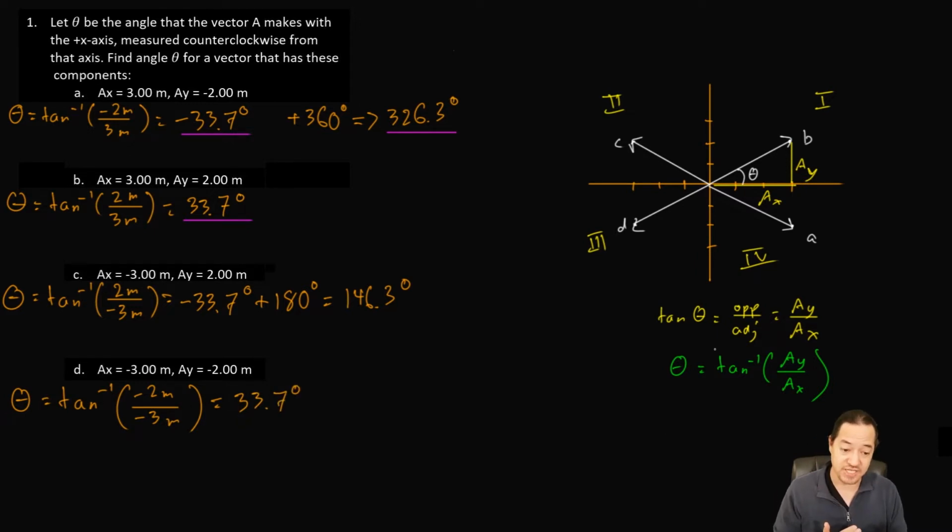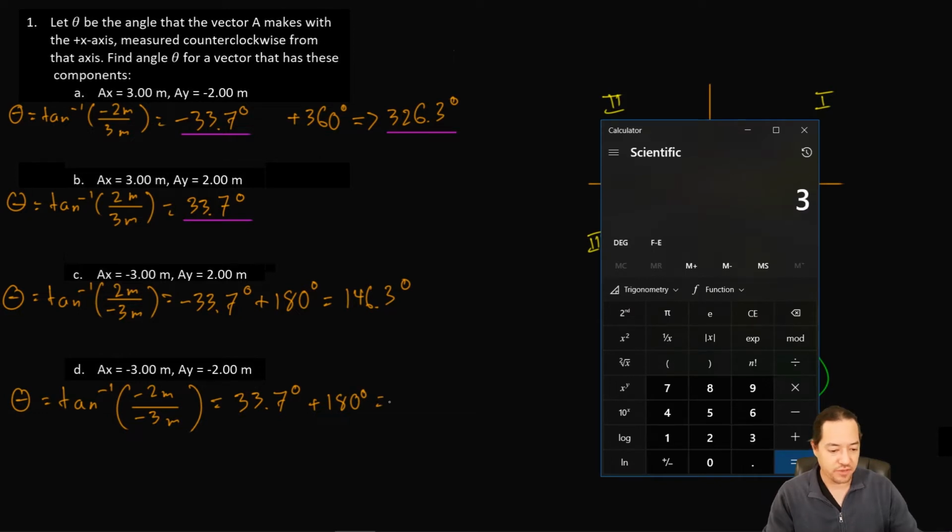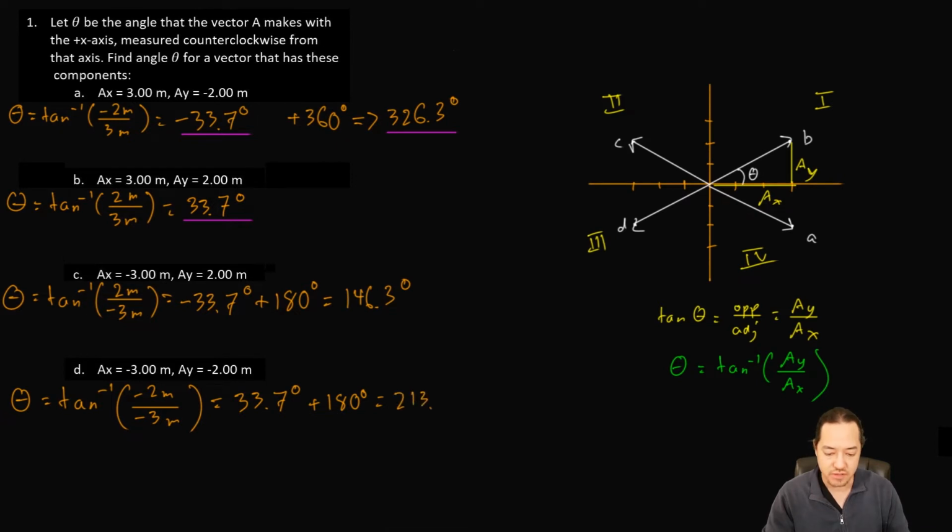Again, that's obviously incorrect because vector D is in quadrant 3. So what does that mean? It means we're off by 180. So we add 180 degrees to this: 33.7 plus 180 gives 213.7 degrees. That is going to be our final answer for part D. And that makes sense, right? The angle should be more than 180 and less than 270. So we're in the correct quadrant now that we've added that extra 180 degrees. All right, so this answers everything for question 1.